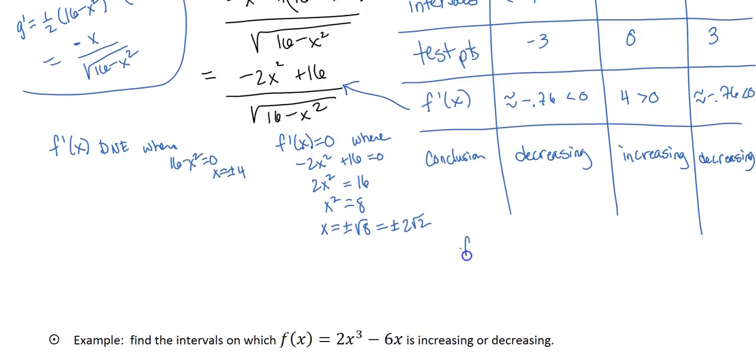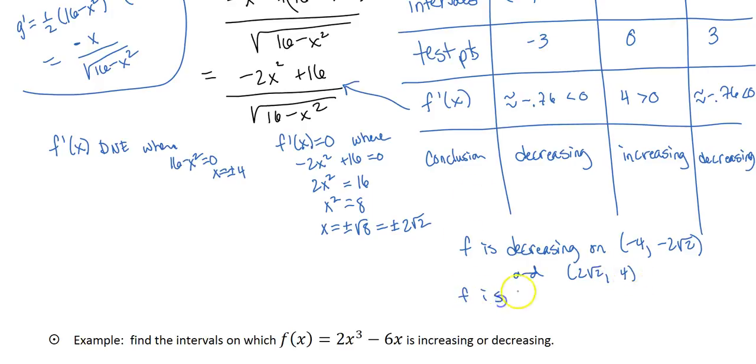So my answer is going to be that f is decreasing on the interval from negative 4 to negative 2 square root of 2 and 2 square root of 2 to 4. F is increasing from negative 2 square root of 2 to 2 square root of 2. So that would be my answer.